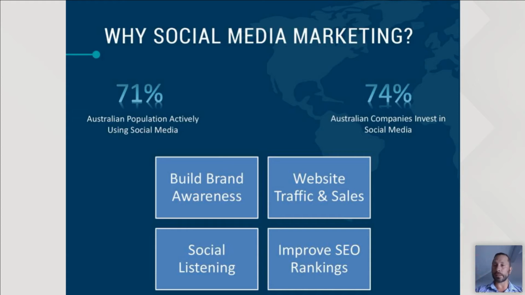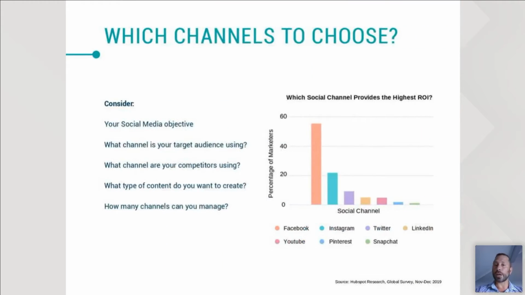So if you're running an SEO campaign at the moment and you don't have an active social media campaign at the same time, think about having a stronger presence there. So which channels do I choose to go on for my business? Think about what your objectives are. So if it is lead generation, if it is brand awareness, where do I want to be? Which platform is going to be the most appropriate for me? Think about where your audience is.